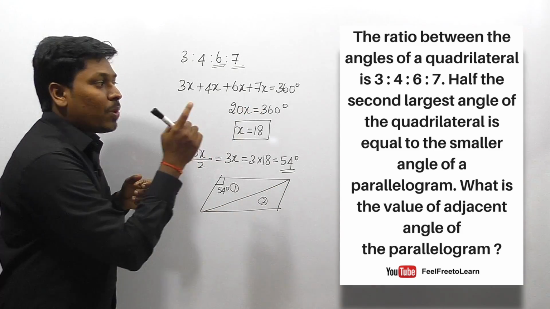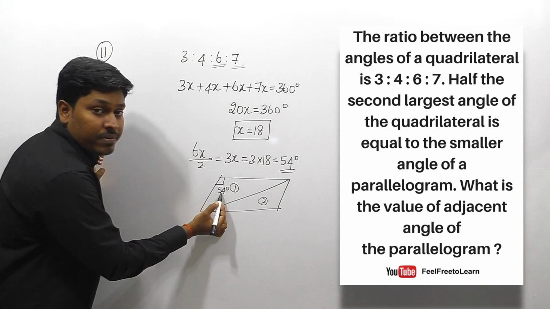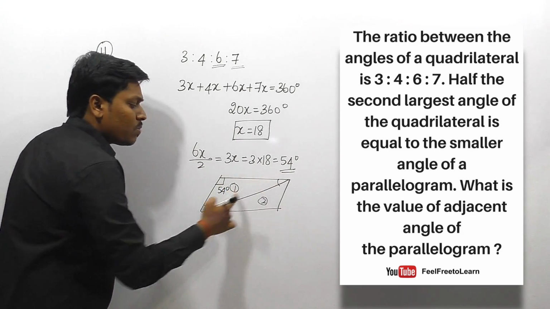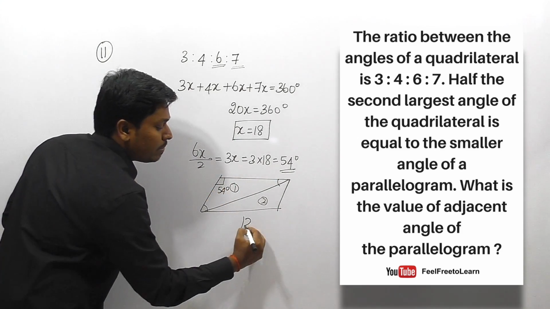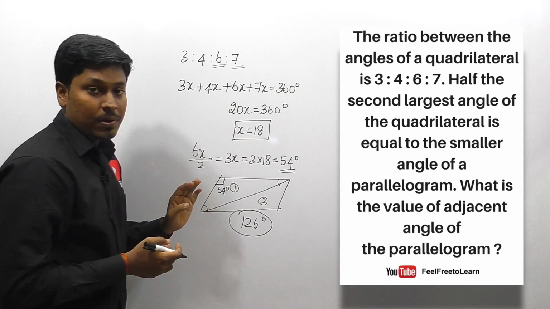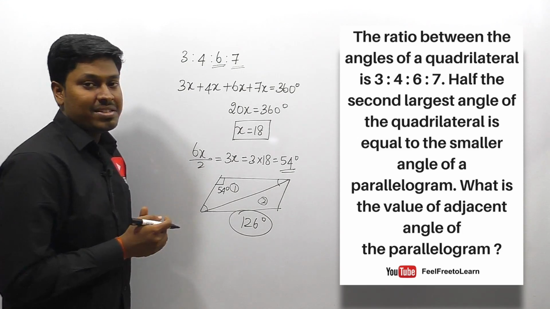And our target is, what is the value of the adjacent angles of a parallelogram, right? So friends, if this is 54 degrees, then the adjacent angle will be this one, right? So we already know that it's 180 degrees. So total 180 degrees minus 54 degrees, the resultant will be 126 degrees. So finally we can say that the adjacent angle of the parallelogram will be 126 degrees, which is the answer for question number 11.